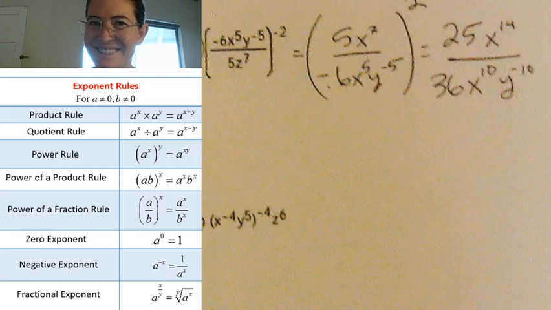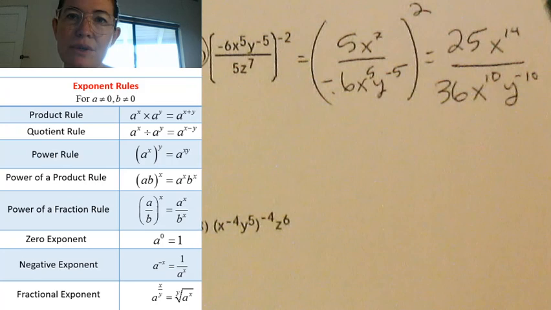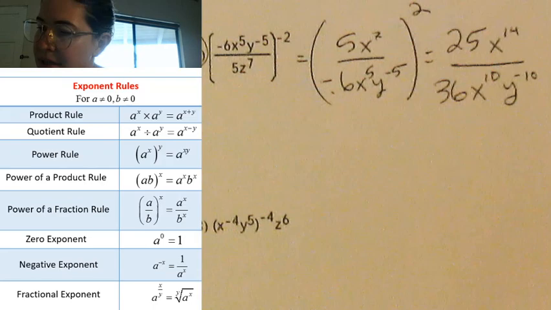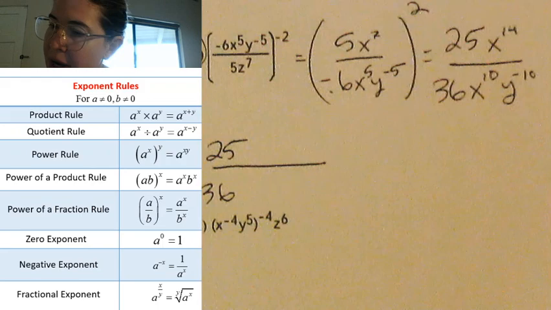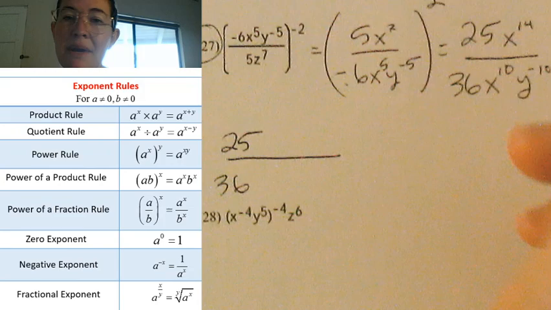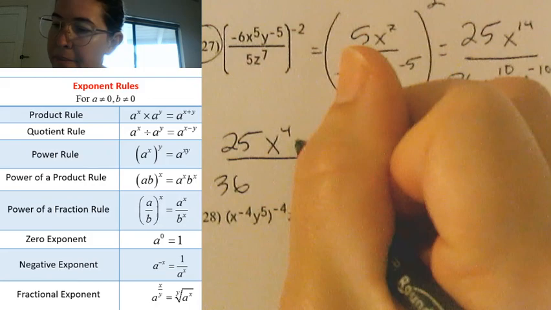All right, so now let's just simplify. So I've got some x's on top. So when you have x's on the top and in the bottom, you're going to use the quotient rule and just simplify that. And then I've got an elevator button is going to come up top. The 25 and the 36 don't have anything in common, so I can't reduce those. So I'm going to leave my 25 on top, leave my 36 on the bottom. I've got an x to the 14th and an x to the 10th. So 14 minus 10 is going to be x to the 4th. So there's 4 extra x's on top. And then that y to the 10th, that's the magic elevator button, just goes boop up to the top.